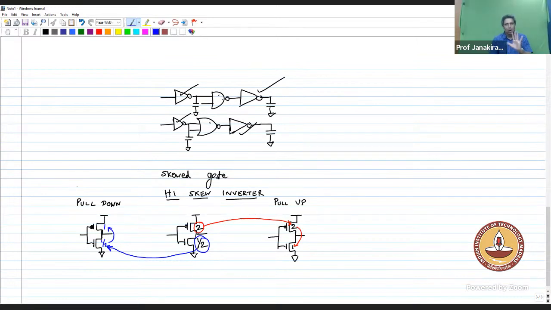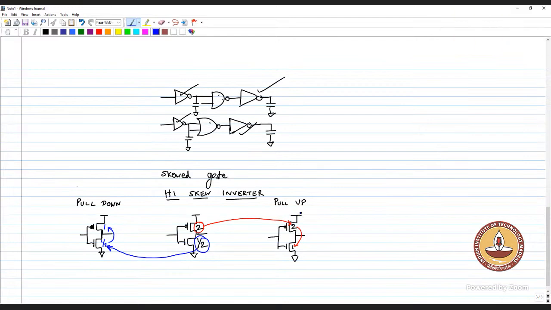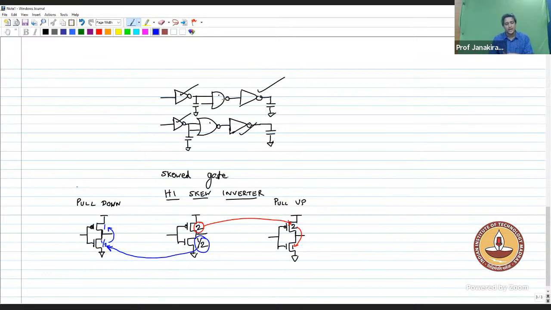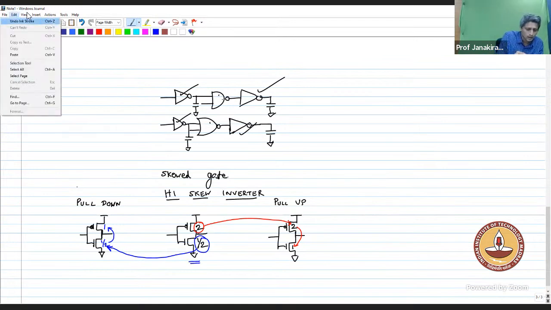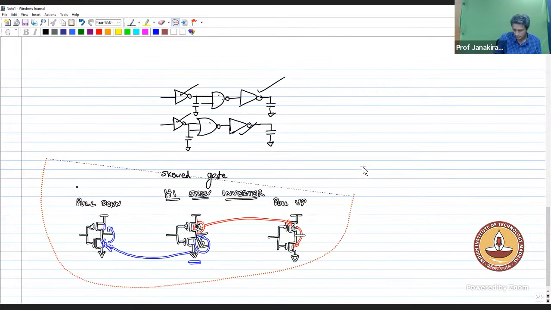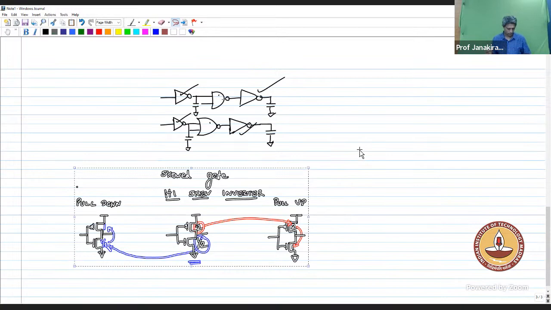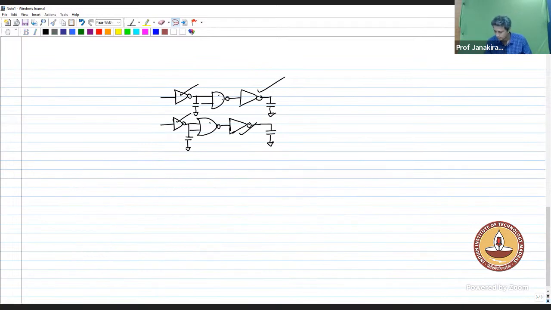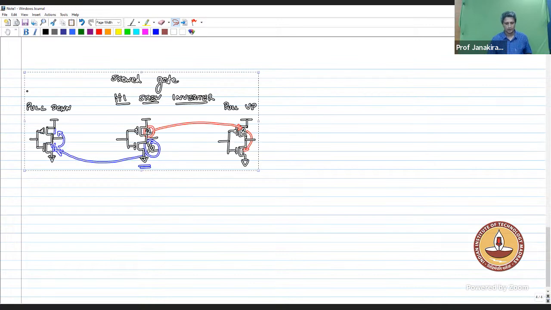All I am saying now is, these reference inverters that you constructed for pull down and pull up are the same whether you do NAND or NOR. Nothing will change, because the NAND and NOR gates are constructed with respect to this. Let us look at that. One second. Edit selection tool. I'm going to take this out and go to the next page.